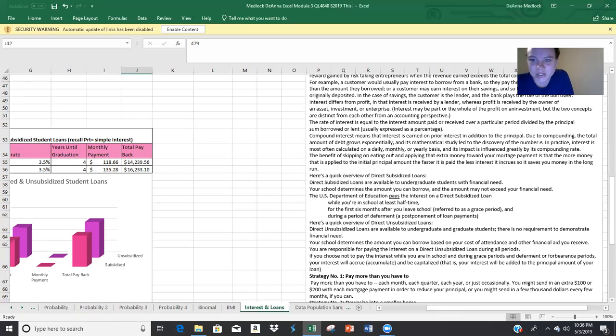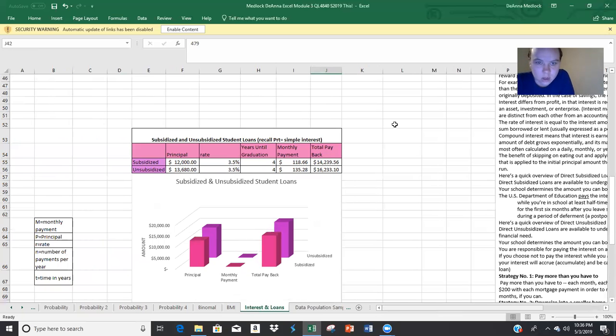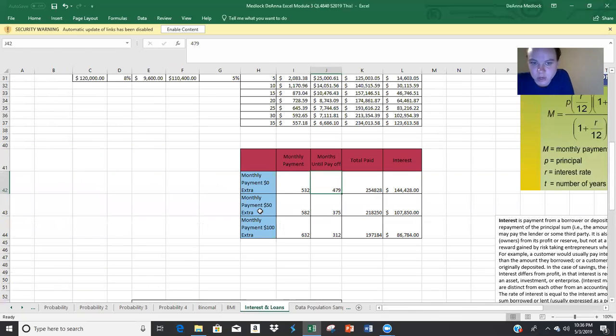In practice, interest is more often calculated on a daily, monthly, or yearly basis, and its impact is influenced greatly by its compounding rate. The benefit of skipping on eating out and applying the extra money towards your mortgage payments is that the more money that is applied to the initial principal amount, the faster it is paid and the less interest it accrues. So it saves you money in the long run. And that's where we showed this here, an extra $50 monthly versus if you paid an extra $100 monthly.